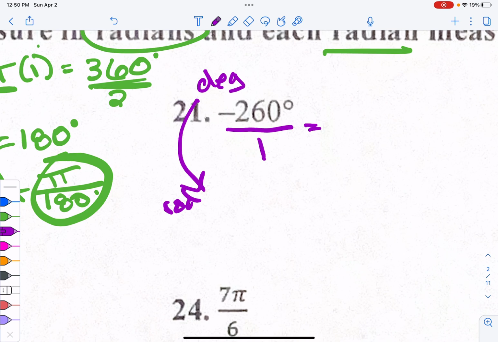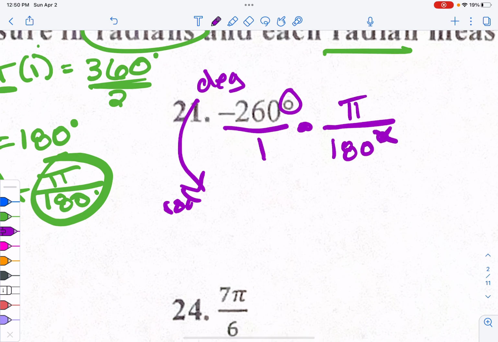All right. Oh, I don't know why I put an equal sign here. Cross that off. Times, if degrees is up here, I want to put a degree down here, so that means 180 has to go on the bottom and pi has to go on the top. My degree symbols will cancel, and so will my zeros. I can cancel a 0 off.